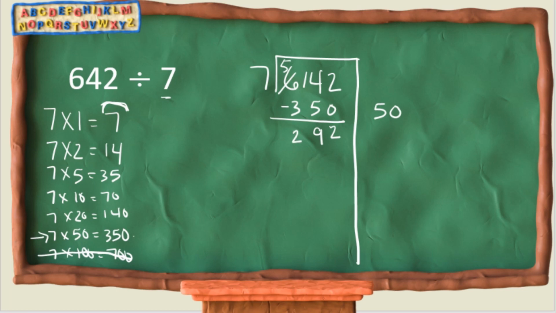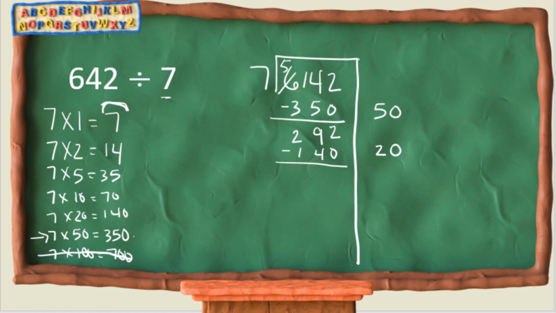I'm going to repeat this strategy. Which of my answers is closest to 292 without going over? Well, 350 is too big, so my next biggest answer is 140. So I'm going to take away 140. Think about how did you get this 140? 7 times what gave me 140? I don't need to think about that fact again because I already did. So 7 times 20. So I'm going to have 20 on the side. 7 times 20 equals 140.